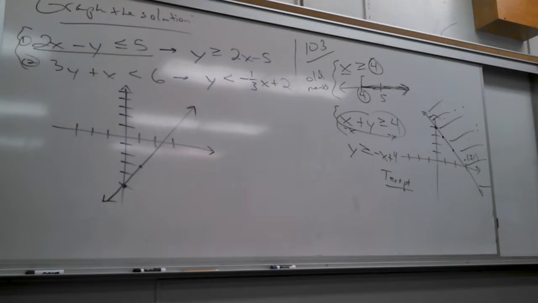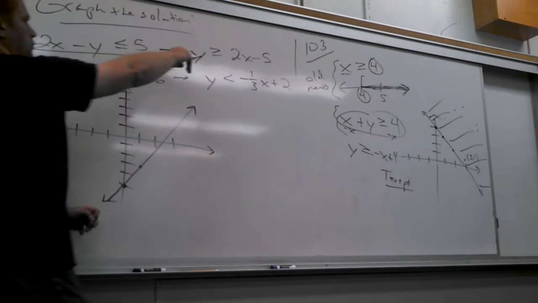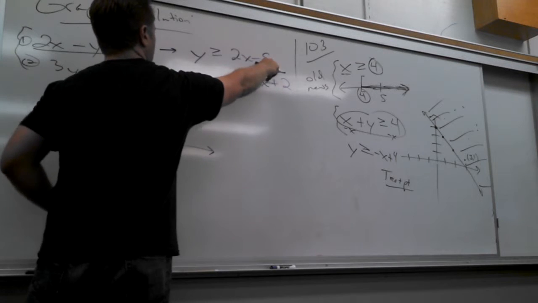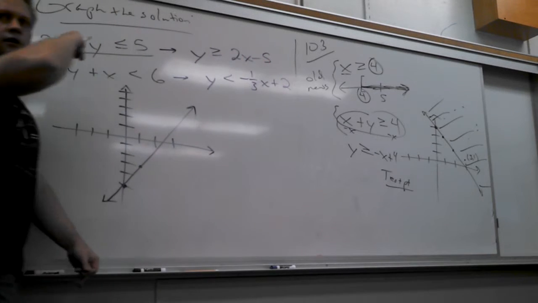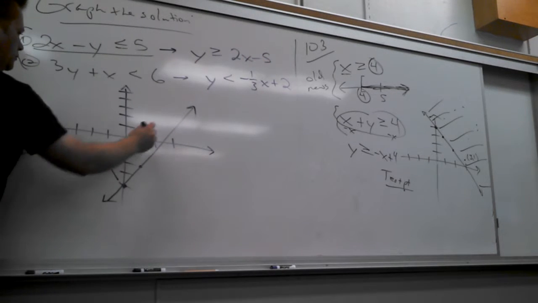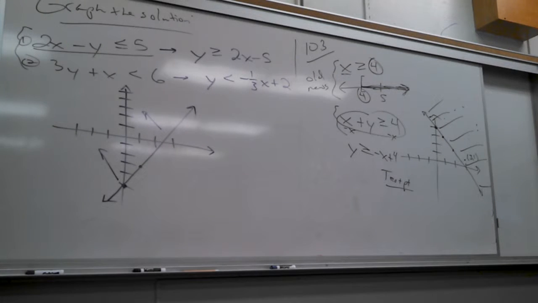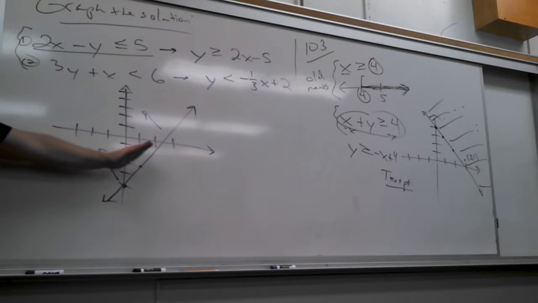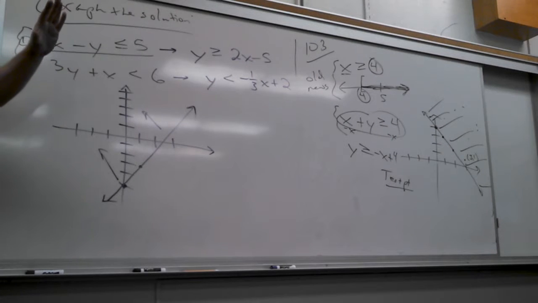And which way am I going to shade? If you use 0, 0, is 0 bigger than 0 minus 5? Is 0 bigger than -5? Yes. So then, now watch one guy. I'm just going to put a couple arrows there so my picture doesn't get too crazy. That's perfectly fine. All right, so I shaded that way because 0, 0 worked. So all the answers must be on that same side.